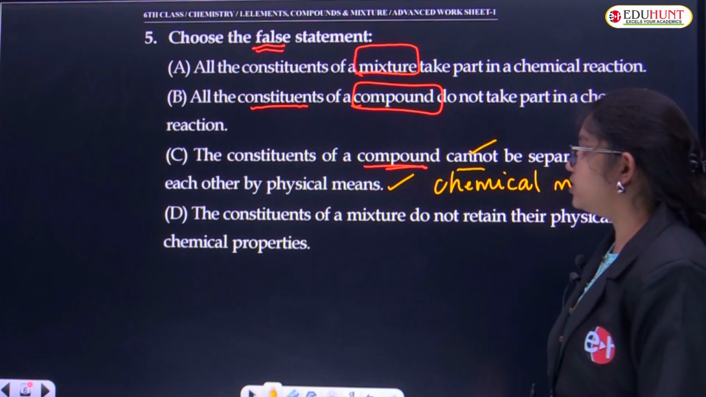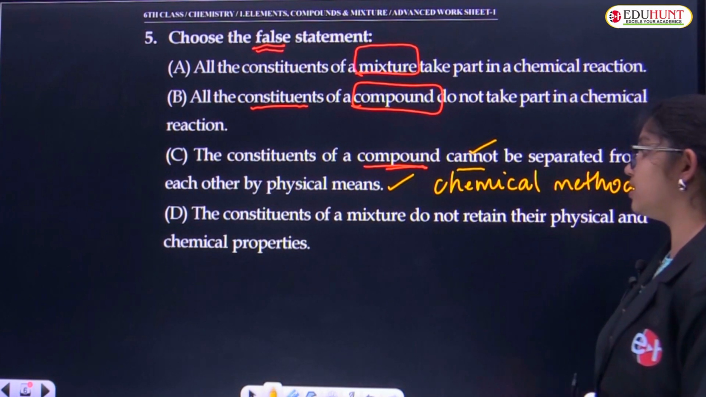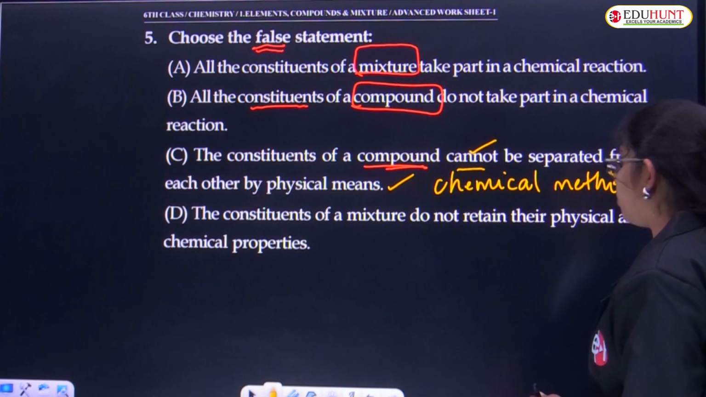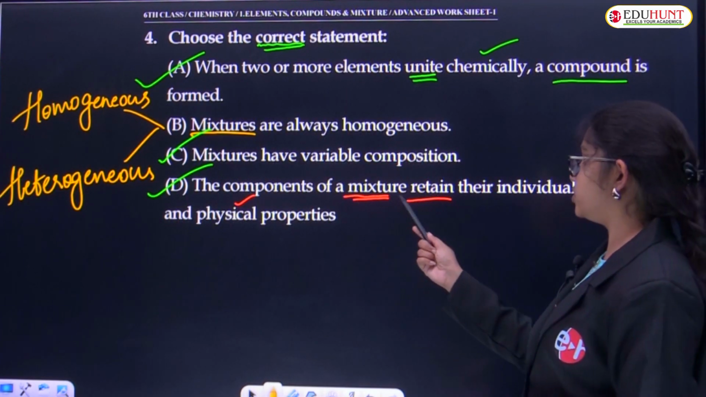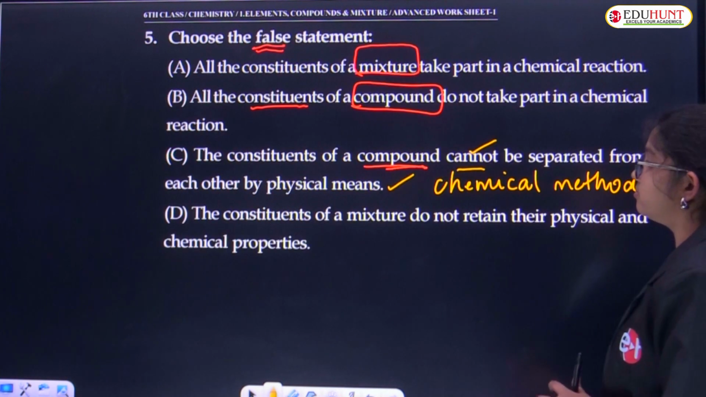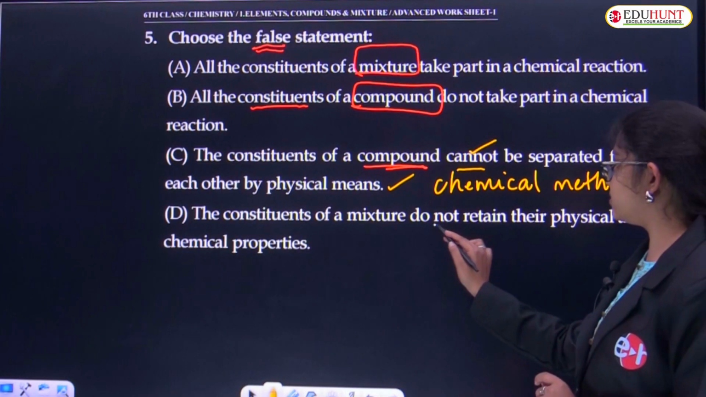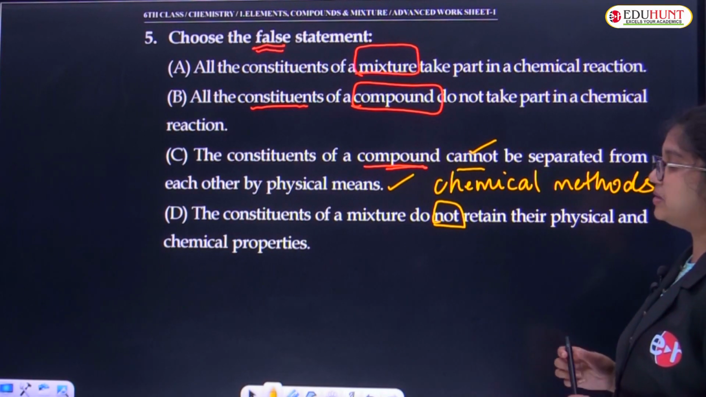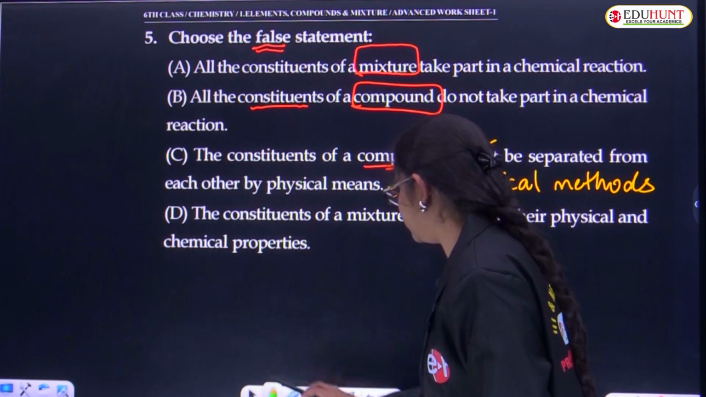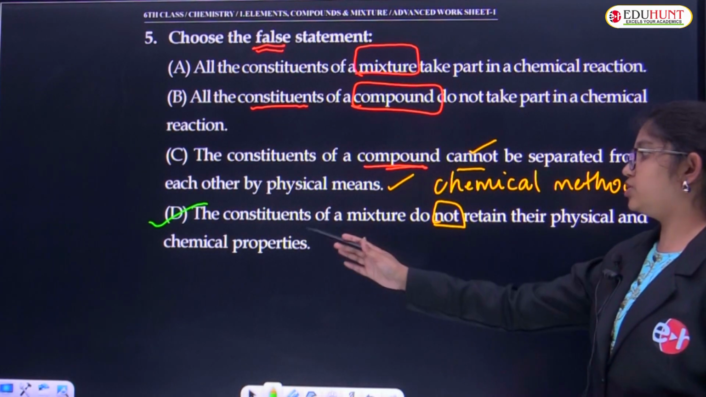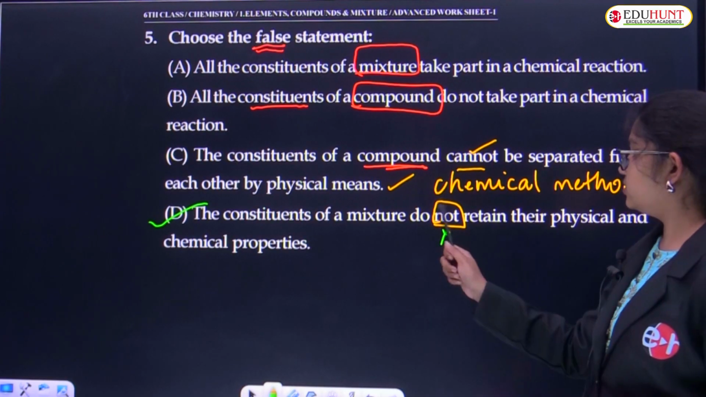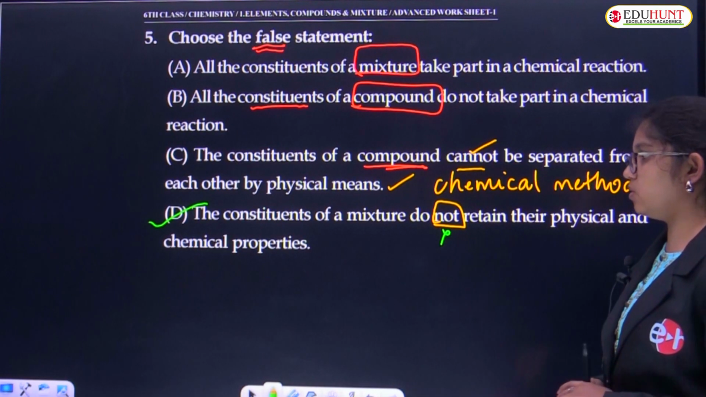Option D. The constituents of a mixture do not retain their physical and chemical properties. In the previous question we discussed, what is that? What is that given question, children? The components of a mixture retain their individual chemical and physical properties. Is it right? So, coming here, same statement, they use the word extra not, which means this is a false statement, right? So, here the false statement clearly is D, because the constituents of a mixture do retain. Okay, the word not is absolutely wrong. They do retain their physical and chemical properties because they don't mix chemically.